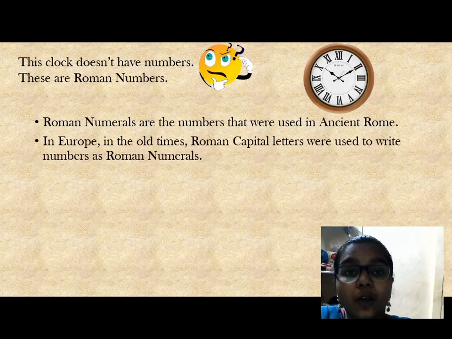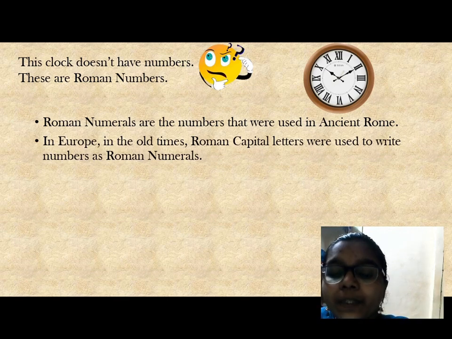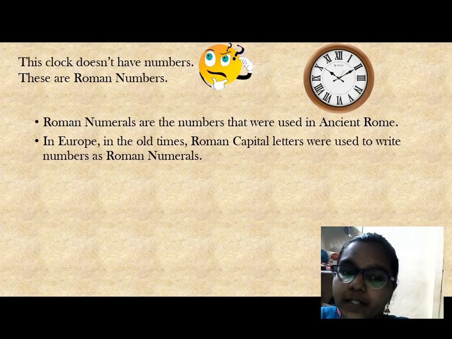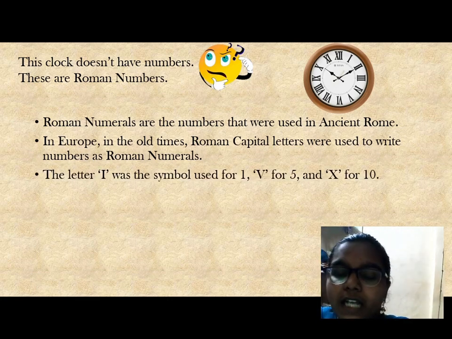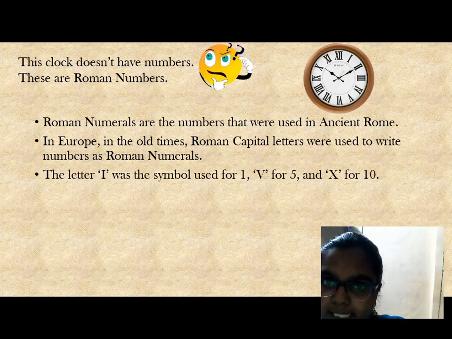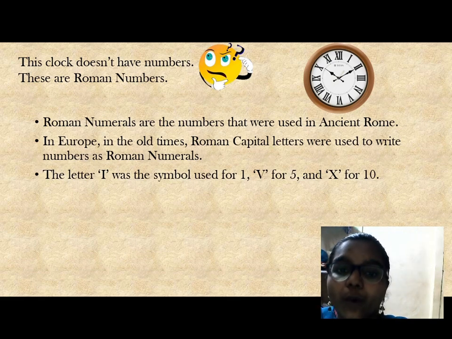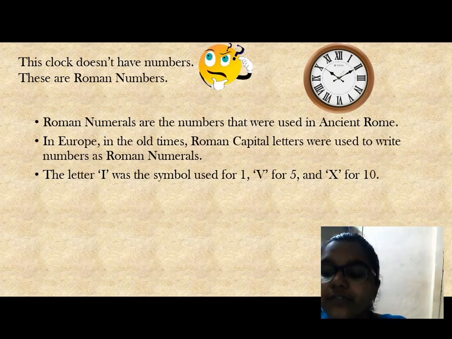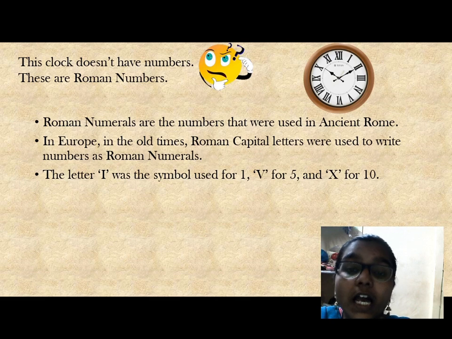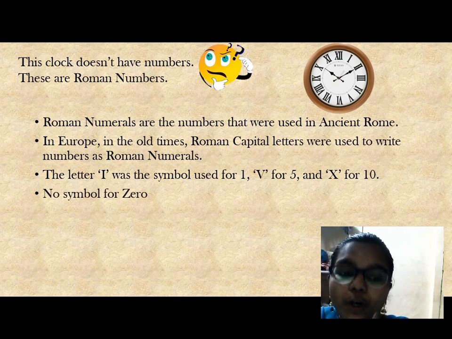In Europe, in the olden times, Roman capital letters were used to write numbers as Roman numerals. The letters were I, V and X. I stands for 1, V stands for 5 and X stands for 10. Remember, there is no symbol for 0. Using these symbols, we have to learn some rules, and there are 4 of them.